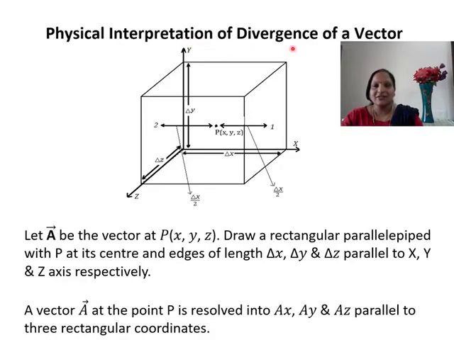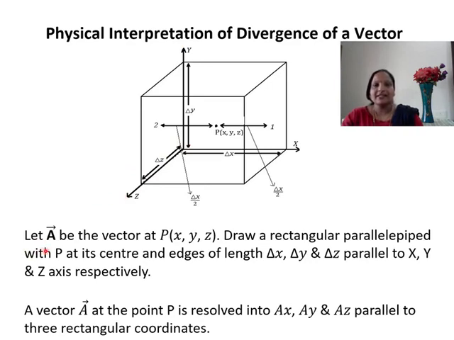Physical interpretation of divergence of a vector. To study the physical interpretation of divergence of a vector, let us draw a rectangular parallelepiped figure. This is the rectangular parallelepiped whose edges are delta x parallel to x-axis, delta y parallel to y-axis and delta z parallel to z-axis respectively.